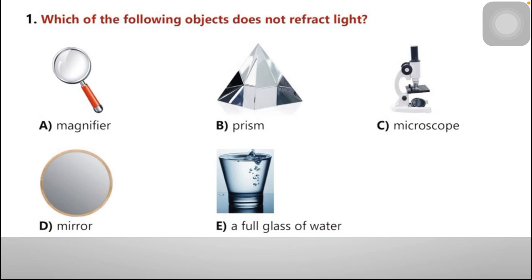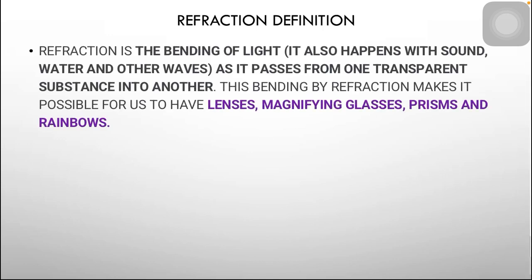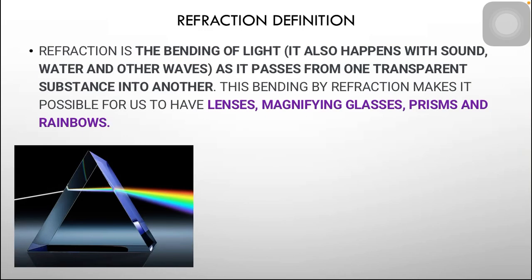For this purpose, first we have to know the definition of refraction. Refraction is the bending of light. It also happens with sound, water, and other waves as it passes from one transparent substance into another. This bending by refraction makes it possible for us to have lenses, magnifying glasses, prisms, and rainbows. You can actually see in the prism where white light enters and is separated into 7 different colors.